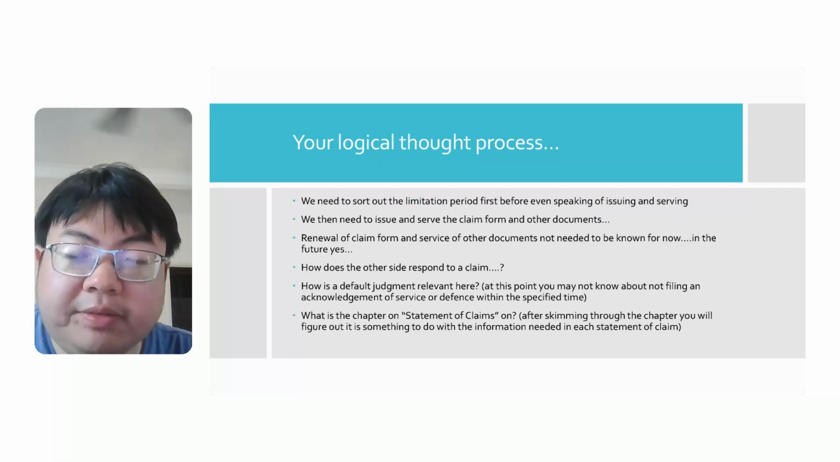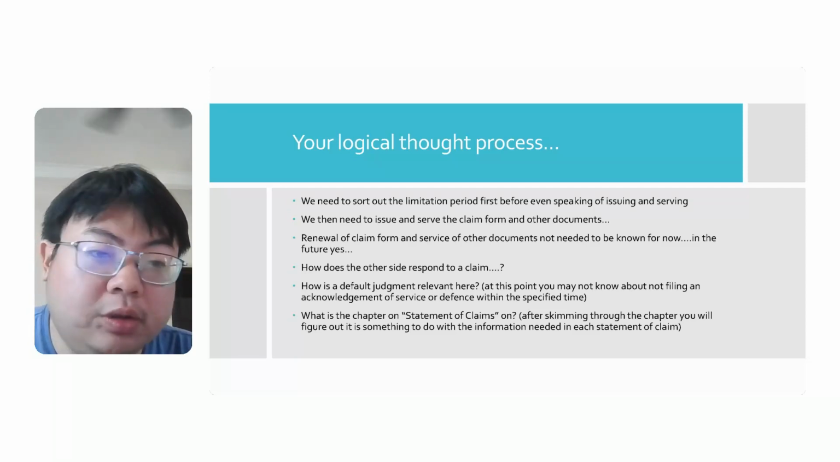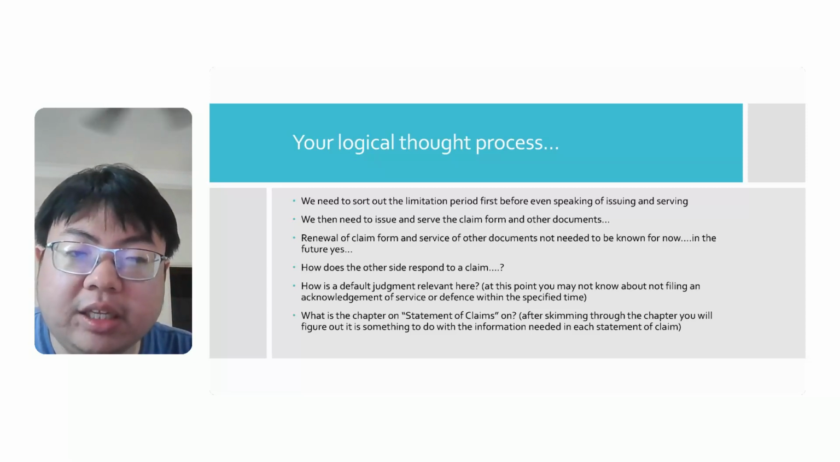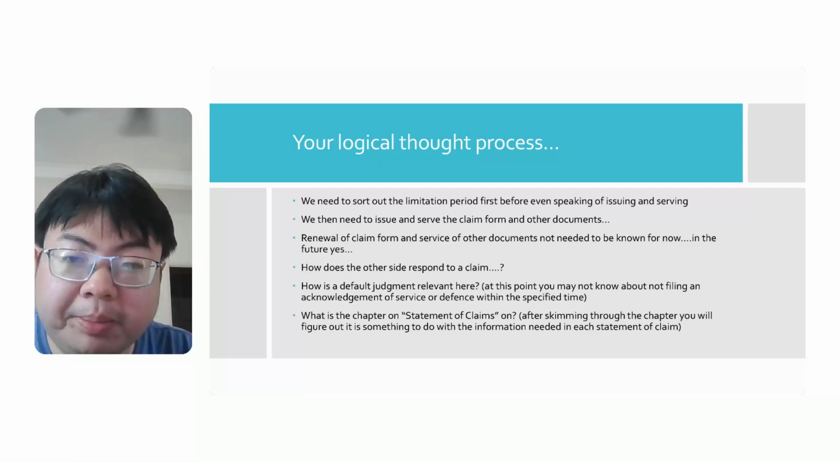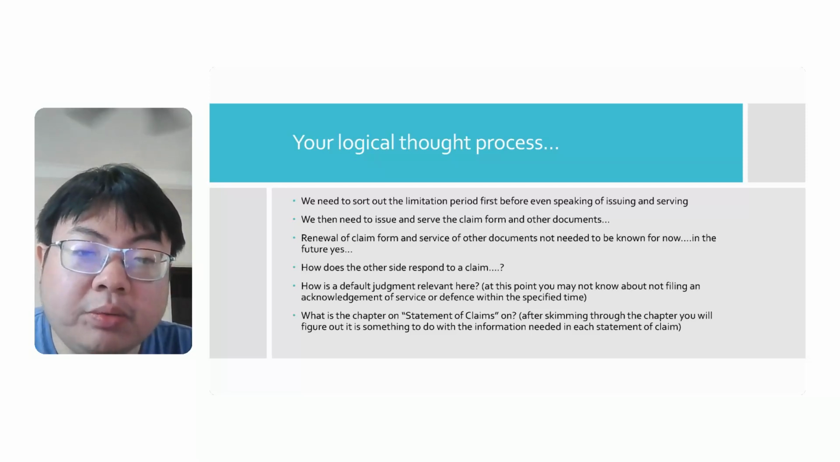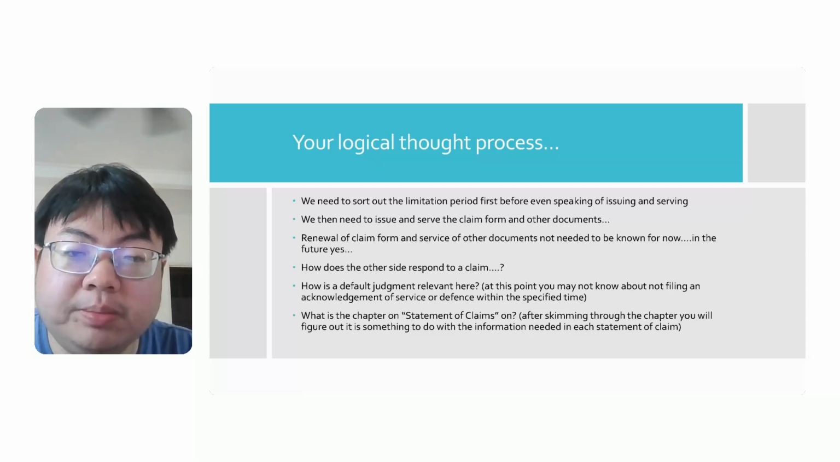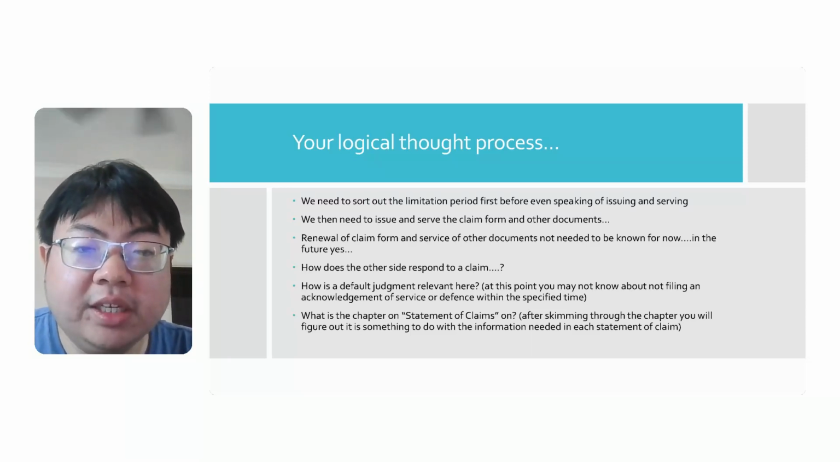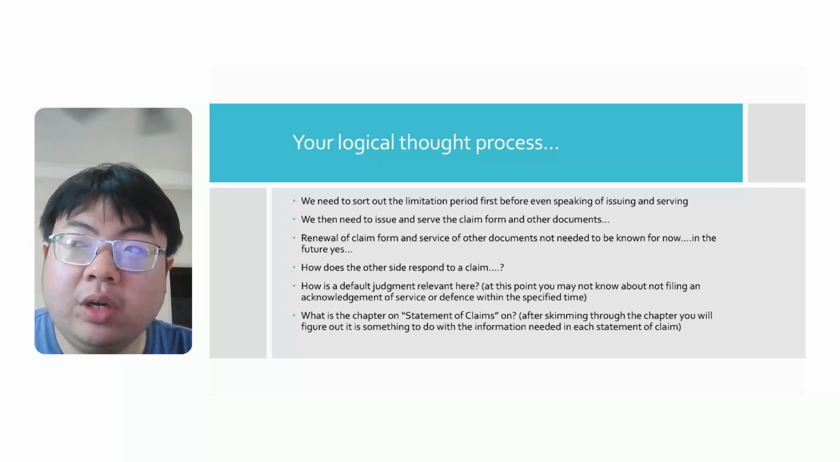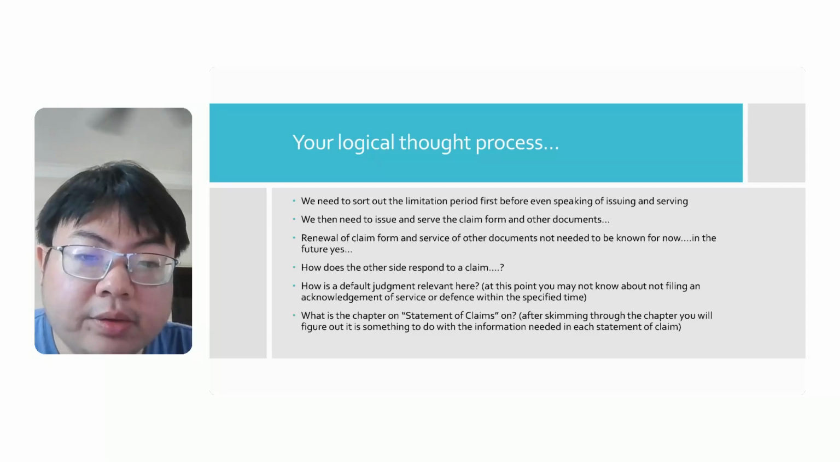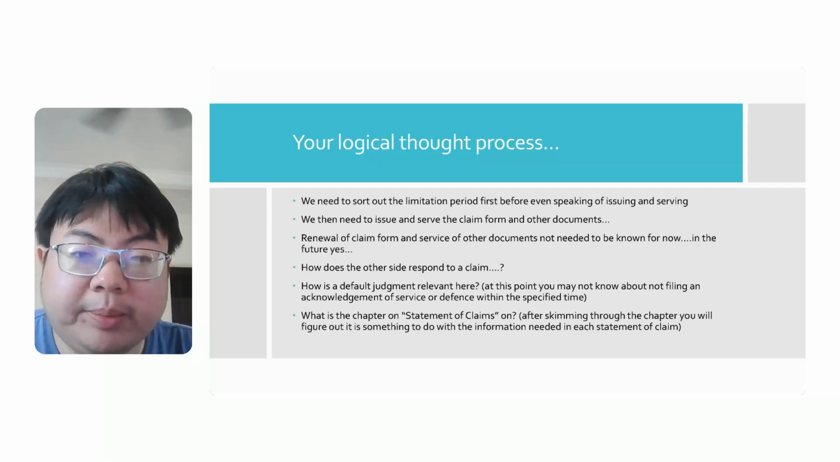At this point, you may have just briefly looked at default judgment. You might know it's something to do with ending the litigation process. You're not sure how. Maybe as you do revision, you realize that it's when someone did not file an acknowledgement of service or defense within the specified time, and for that reason, a default judgment could be obtained by the other party. And then you might look at the chapter on statement of claims.